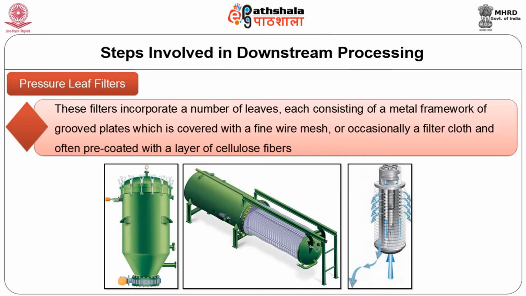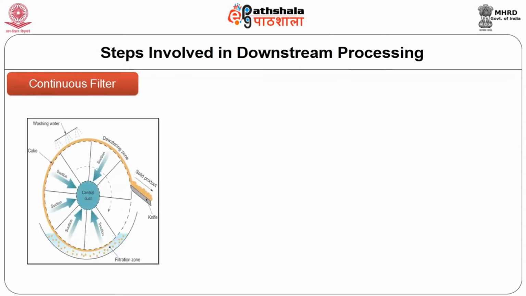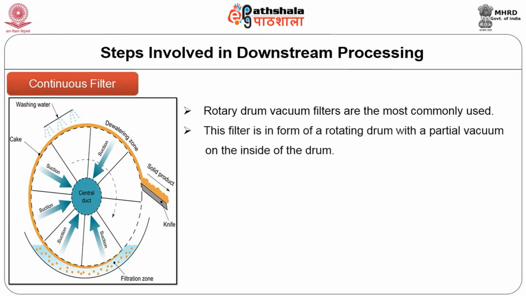They are vertical metal leaf filter, horizontal metal leaf filter, stacked disc filter. The next type of filter is continuous filter. An example is rotary vacuum filters. Rotary drum vacuum filters are the most commonly used. The filter is in form of a rotating drum with a partial vacuum on the inside of the drum.